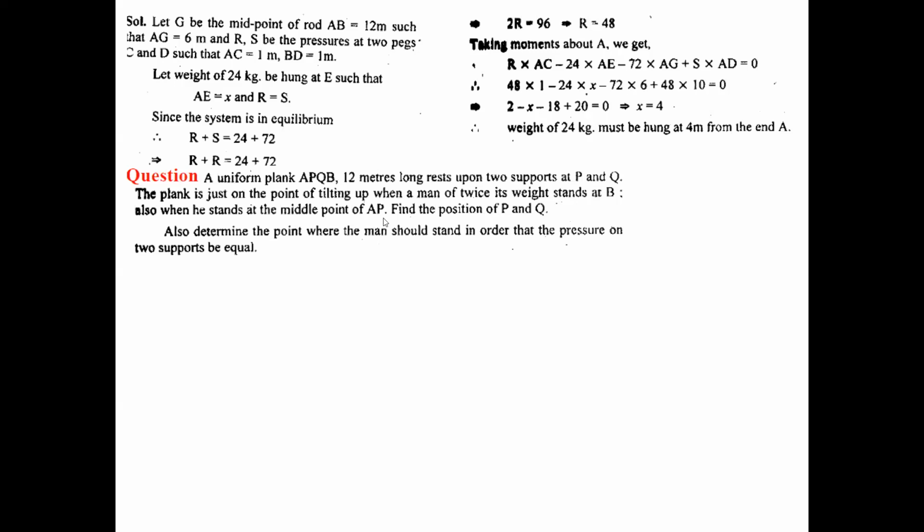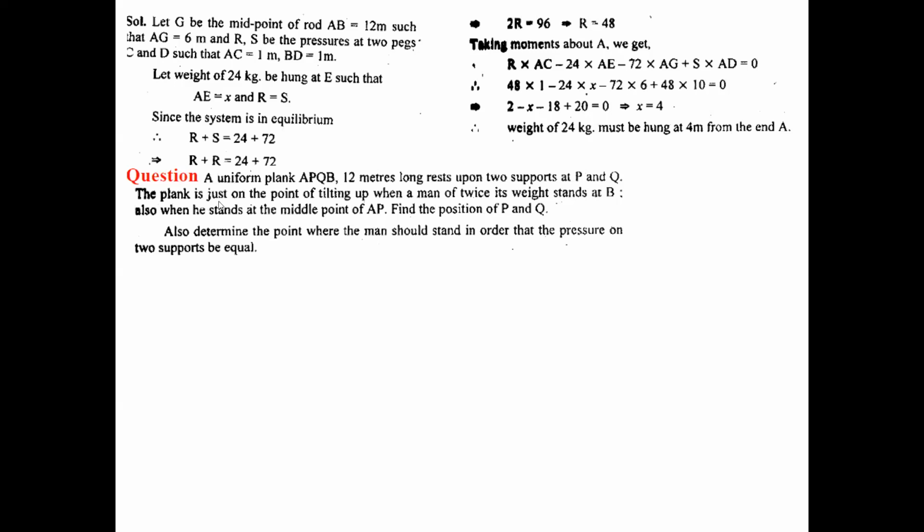Next question of discussion is a uniform plank APQB. He has mentioned that the plank has 4 points, A, P, Q, B. A and B are the endpoints, and P and Q we have to take in between. Let us check where he defined the position of P and Q. 12 meters long, that means distance AB is 12 meters. Rest upon 2 supports at P and Q. As in the previous question, we are given 2 supports, one at P and the other at Q.